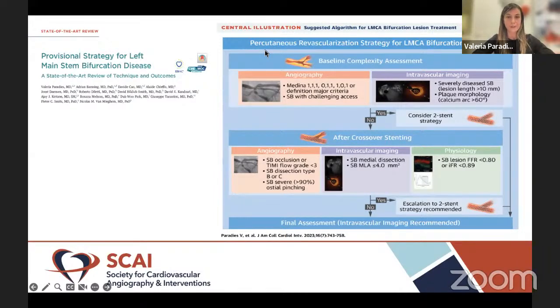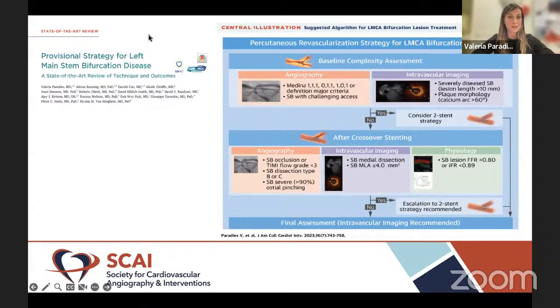physiological findings, which require an escalation to two stents. So based on angiography, have a look at side branch occlusion or impairment of TIMI flow, side branch dissection higher than B, or side branch severe ostial pinching.